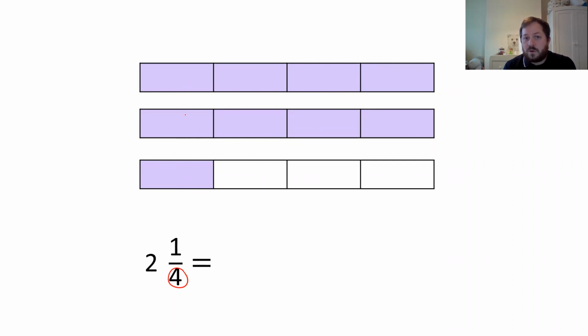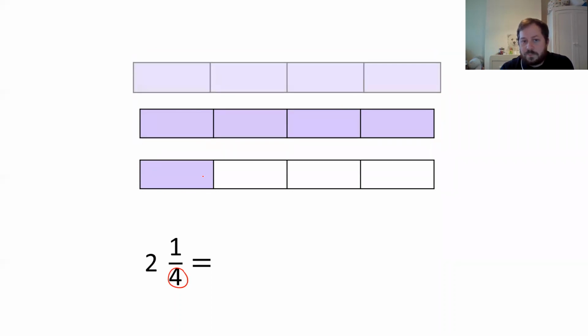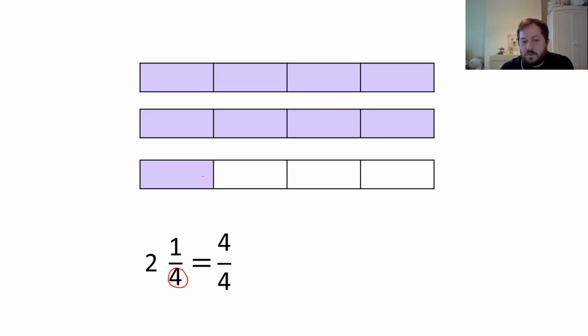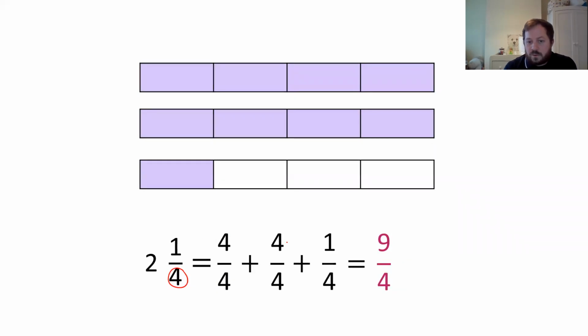So we've got 1, 2, 3, 4, 5, 6, 7, 8, 9 in total. There's our 2 wholes. Each whole is 4 quarters. So that's 4 quarters plus another 4 quarters plus 1 quarter. So in total, 4 quarters and 4 quarters is 8 quarters plus another quarter is 9 quarters.